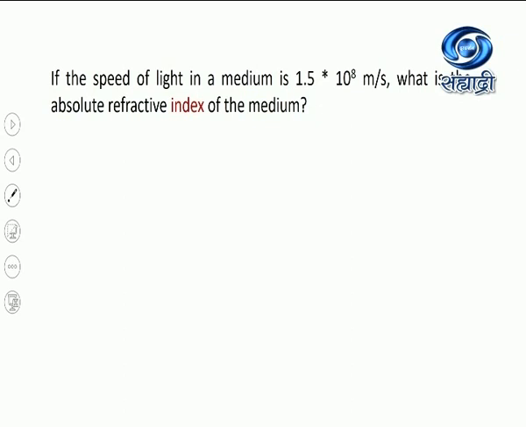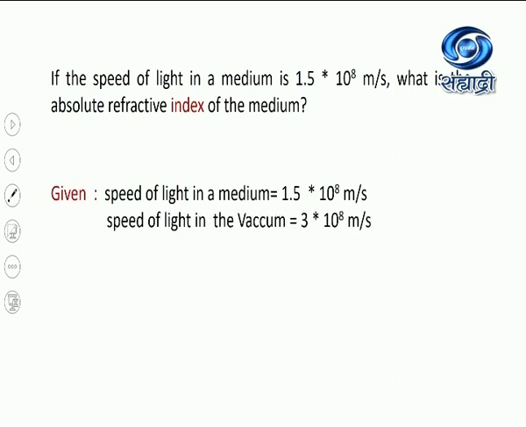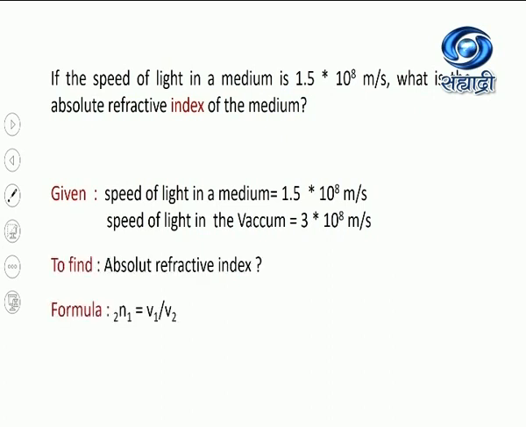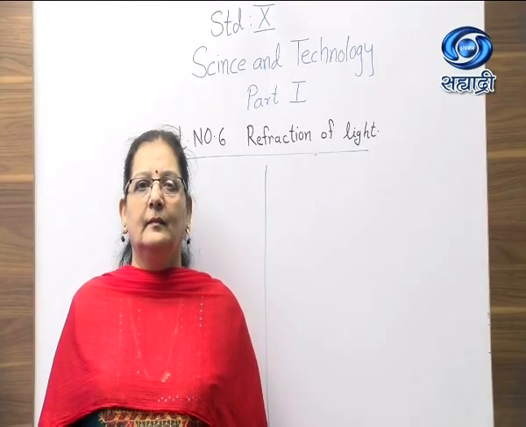If the speed of light in a medium is 1.5 into 10 raised to 8 meters per second, what is the absolute refractive index of the medium? Given speed of light in a medium equals 1.5 into 10 raised to 8 meters per second, speed of light in vacuum is equal to 3 into 10 raised to 8 meters per second. Absolute refractive index of the medium is equal to V1 upon V2. So that is equal to 3 into 10 raised to 8 divided by 1.5 into 10 raised to 8. That is equal to 2.